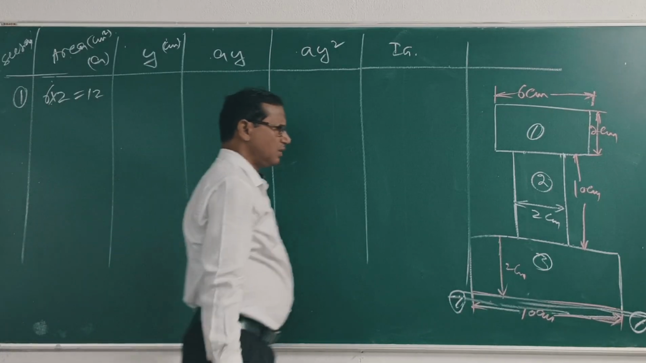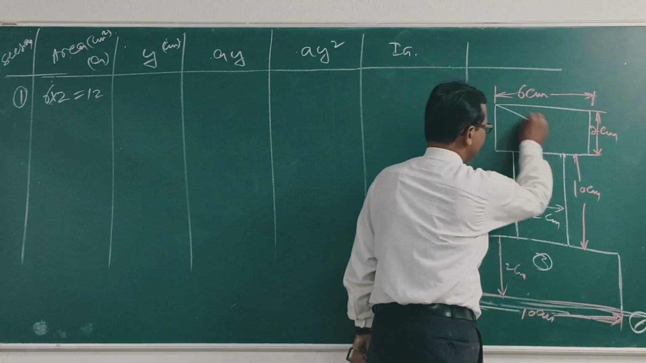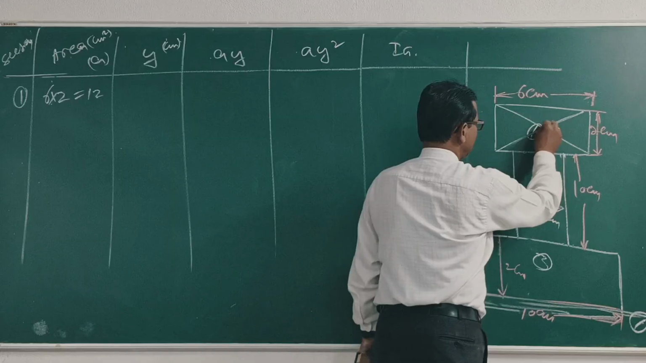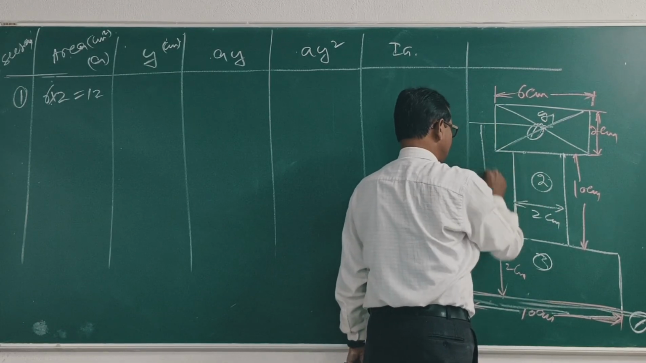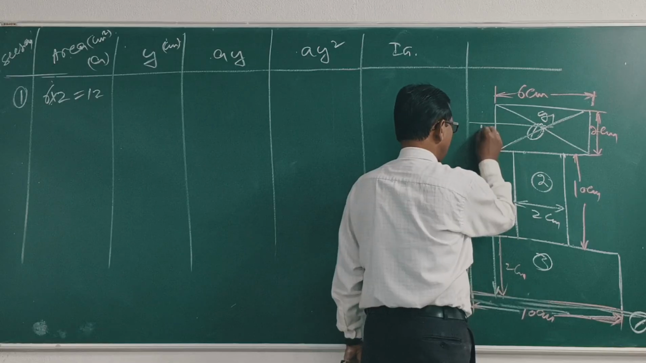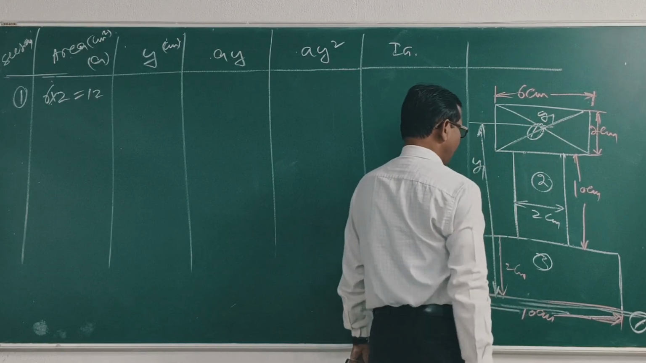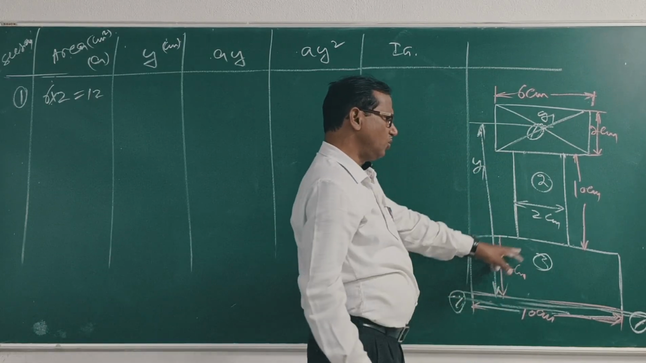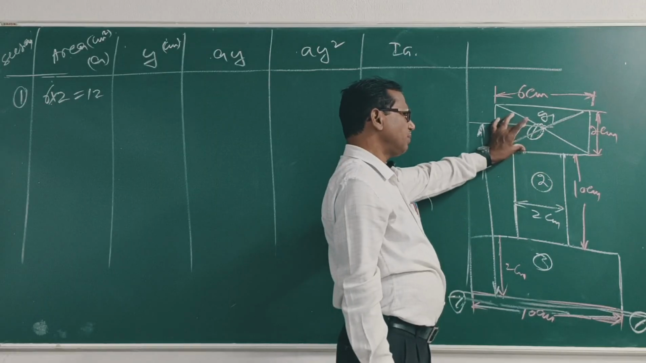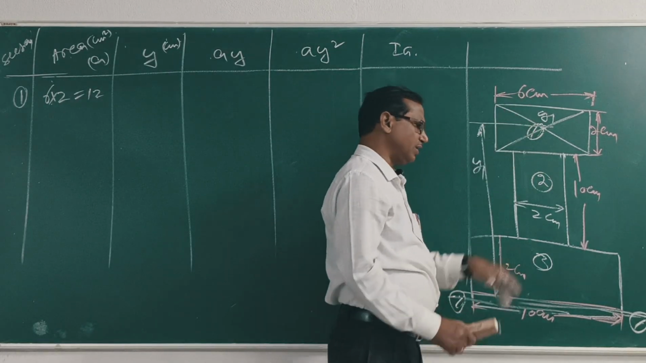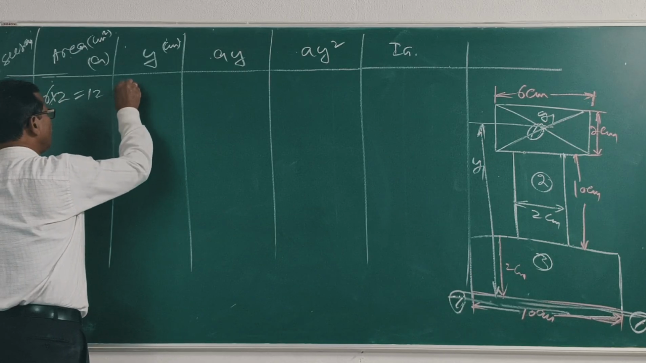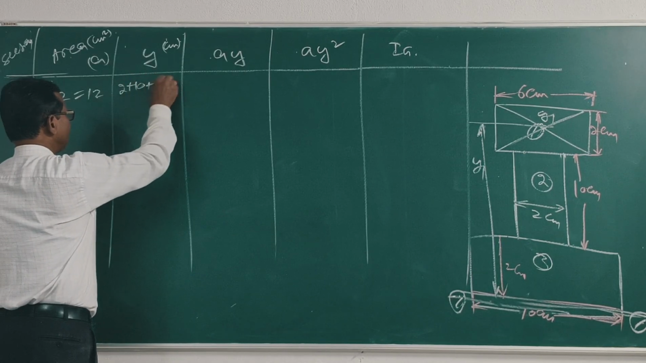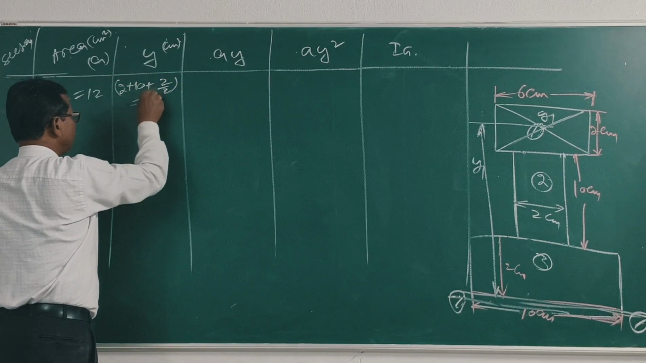Y1. What is y? This is G1. This is y1. What is y1? 2 plus 10, so this is 1, 2 by 2, 1. y1 is equal to 2 plus 10 plus 2 by 2, 13.